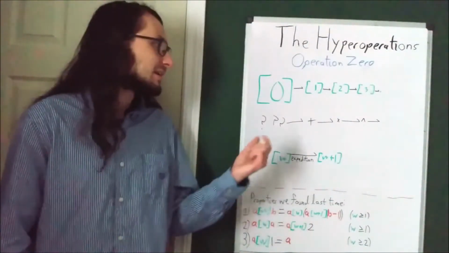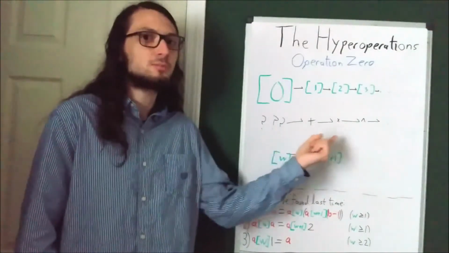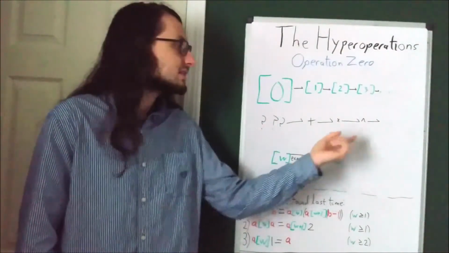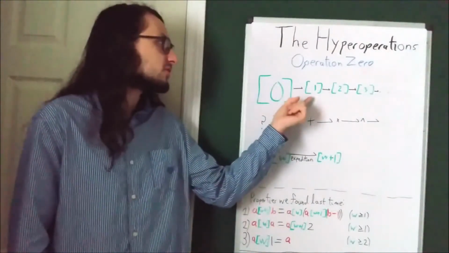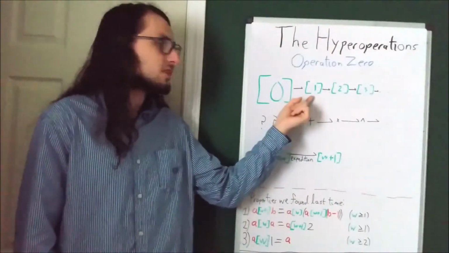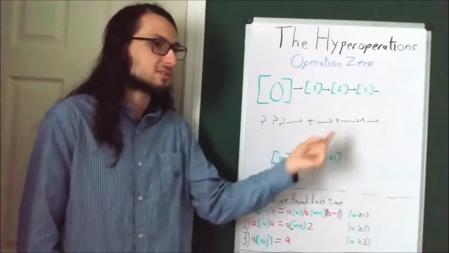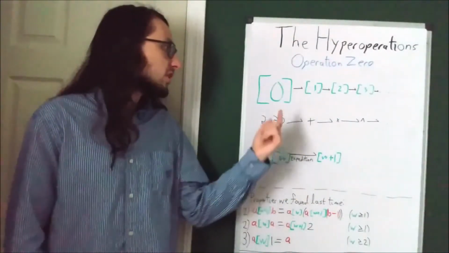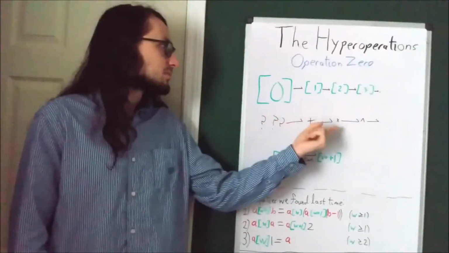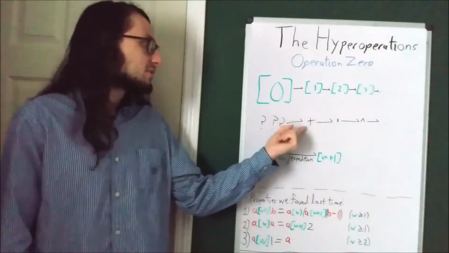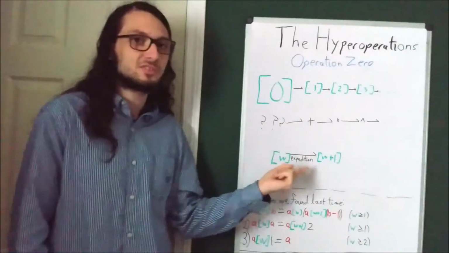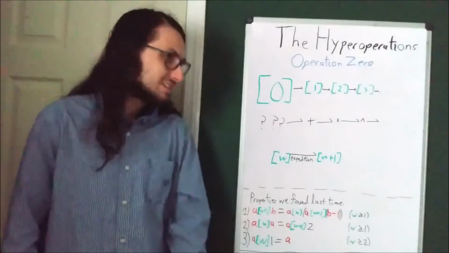The hyperoperations being the operations such as addition, multiplication, exponentiation, and so on, which we denote with square brackets with numbers inside. So square bracket 1 is addition, square bracket 2 is multiplication. And the process of going from, say, addition to multiplication, or any hyperoperation to the next, is called expedition, which is a term I coined last time.